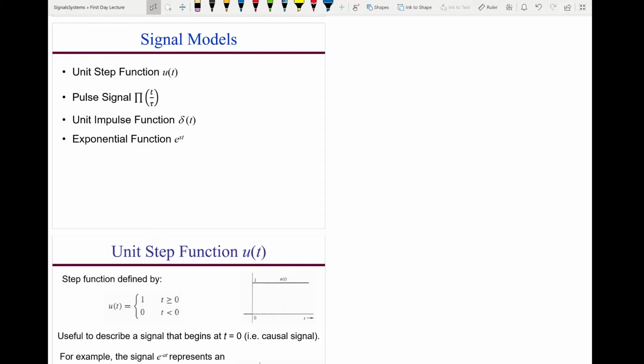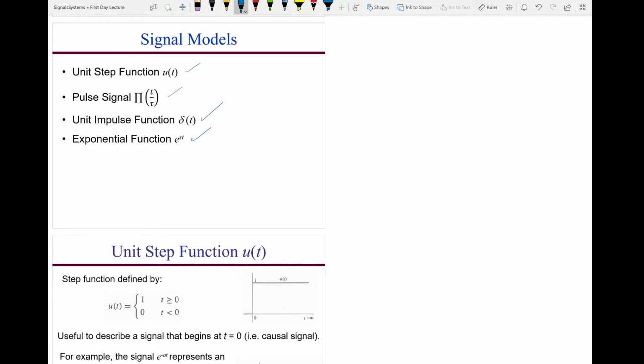Okay, the next topic is signal models. So we're going to learn about 4 signals that we will be using extensively in this course. The first signal is the unit step function, then the pulse signal, the unit impulse function, and the exponential function.